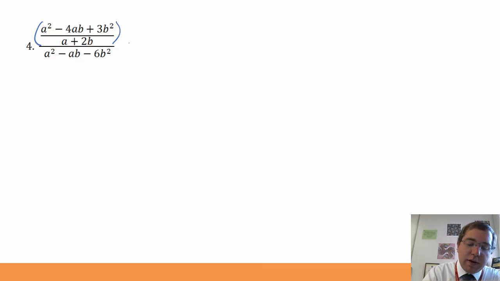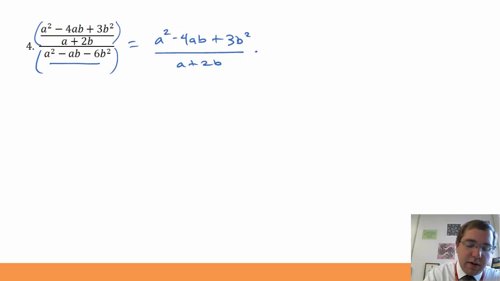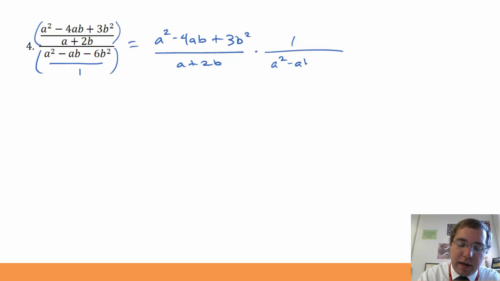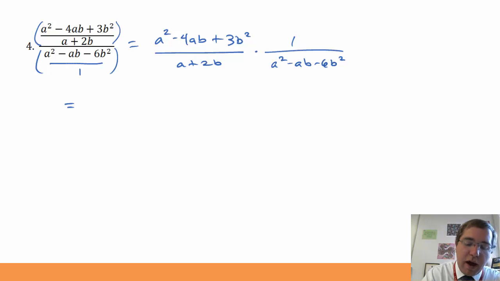So I'm going to change that division into multiplication by a reciprocal. I'm going to rewrite this as a squared minus 4ab plus 3b squared over a plus 2b times, and really this is a squared minus ab minus 6b squared over 1. And so the reciprocal is 1 over a squared minus ab minus 6b squared. Now I've just got multiplication. I'm going to factor everything.